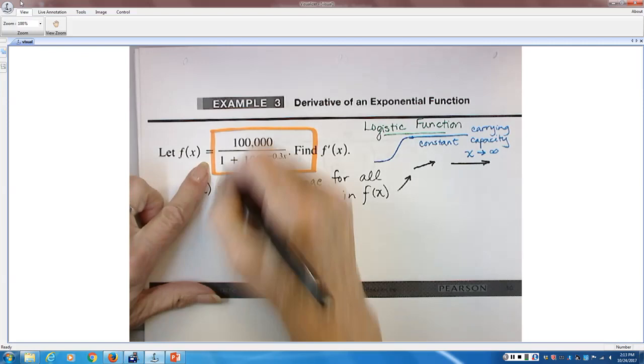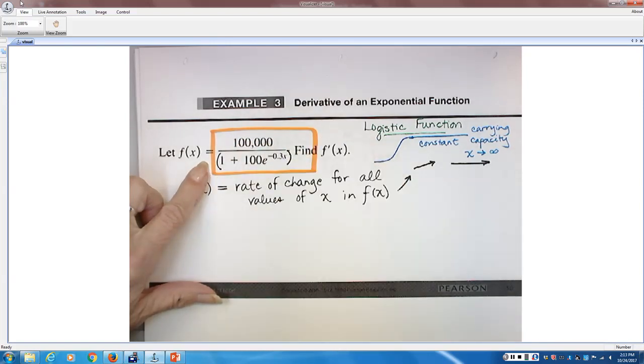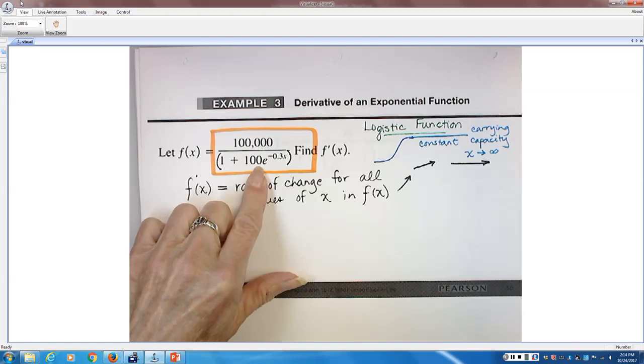First of all, take into account that this looks like a rational expression. But are there any variables in the numerator? No. So I don't have to do quotient rule. I don't want to do quotient rule. Quotient rule has like 6 different steps in it I have to do. I'd rather do something that doesn't have quite that many steps.